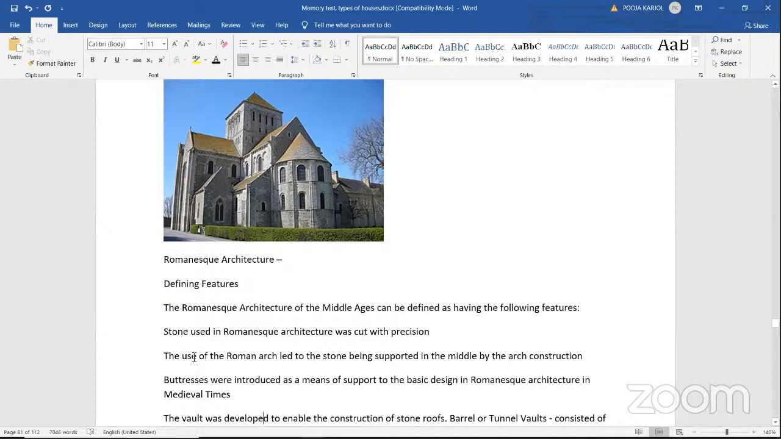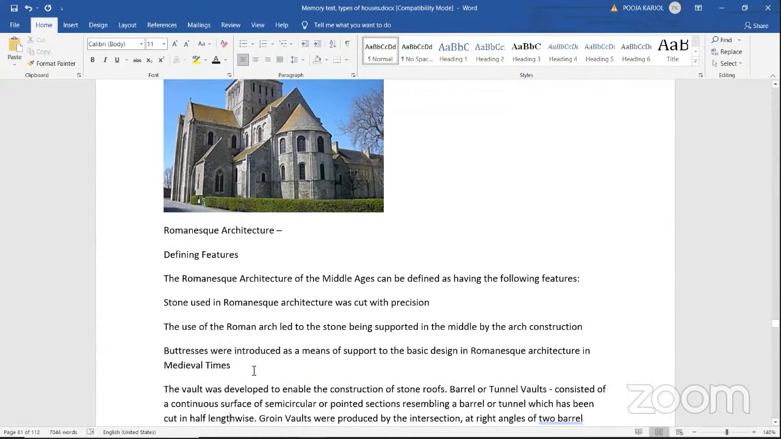Next, the use of the Roman arch led to the stone being supported in the middle by the arch construction. The use of the Roman arch, meaning the arch type, led to the stone being supported in the middle by the arch construction. In the middle, you can see this stone has been supported by the arch. Buttresses were introduced as a means of support to the basic design.